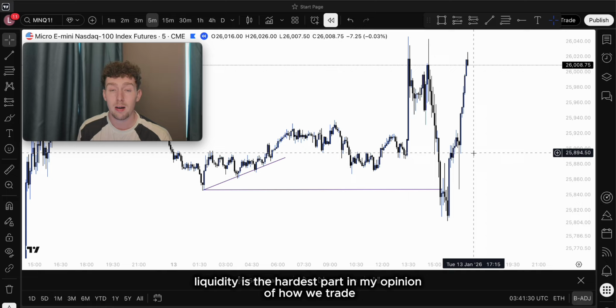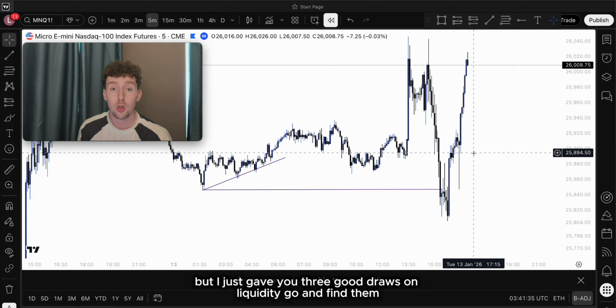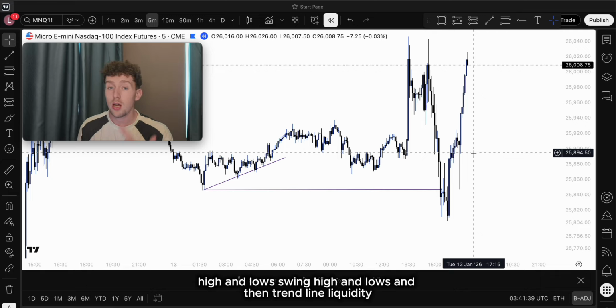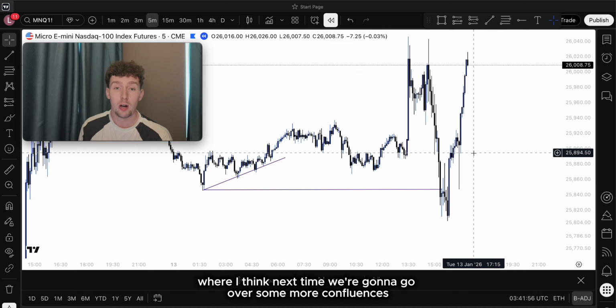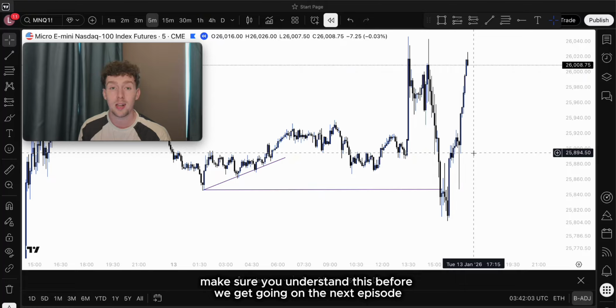Liquidity is the hardest part, in my opinion, of how we trade. It's the hardest part to understand, but I just gave you 3 good draws on liquidity. Go and find them. Make sure you understand session high and lows, swing high and lows, and then trend line liquidity, as you can see right there. Go see when price sweeps them, how does it react, why does it target them, all these different things. Go back test it, go and find it on your chart for yourself in preparation for the next video, where I think next time we're going to go over some more confluences, and then we're going to get back into liquidity. So make sure you understand this before we get going on the next episode.